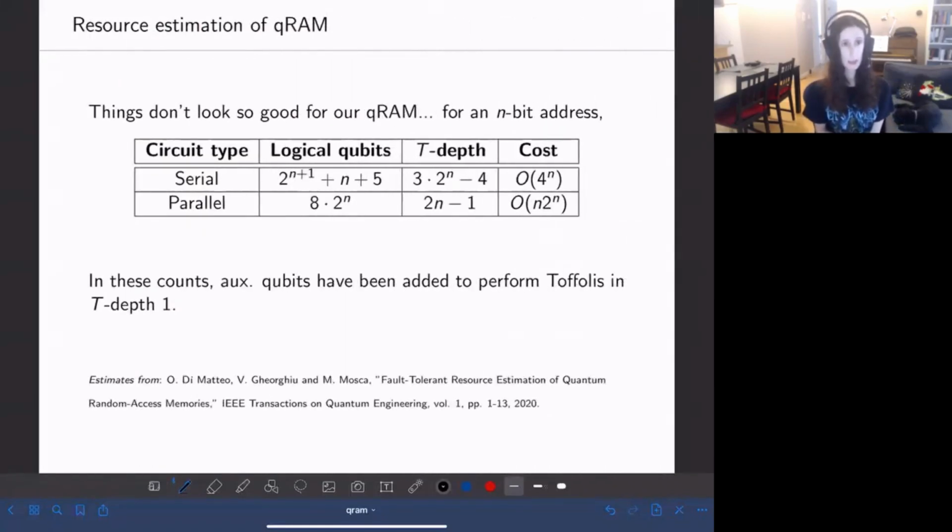But doing it that way is actually still slightly better if you look at the T depth and the actual costs. When I did these resource estimates, I brought in a number of extra qubits in order to parallelize the Toffolis down to T depth 1. That just adds qubits. Overall, if you look at the costs, we have 2 to the n by 2 to the n for the original one, and then the parallelized one becomes n times 2 to the n, so it's better. But it's still exponential, so this thing is still very, very expensive.